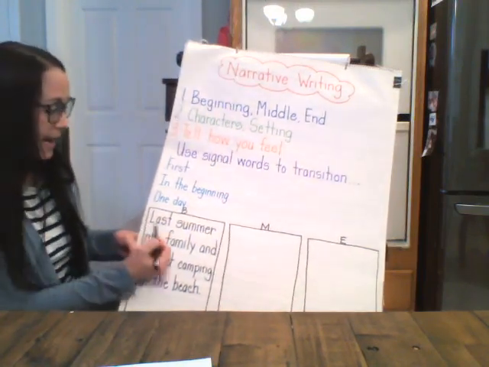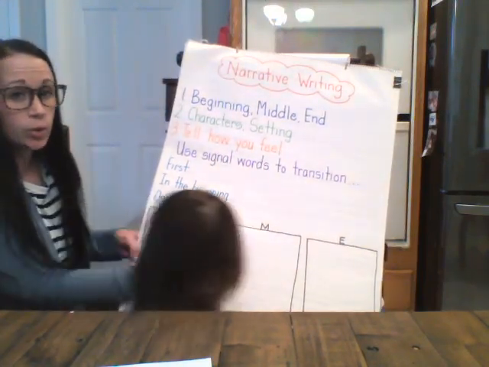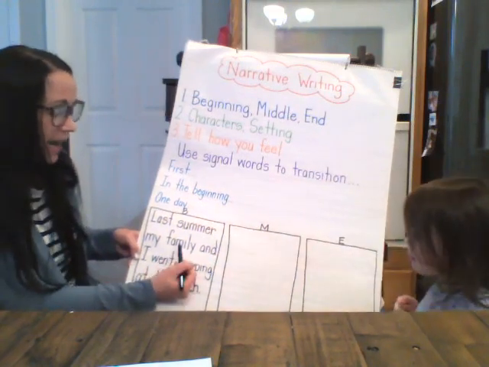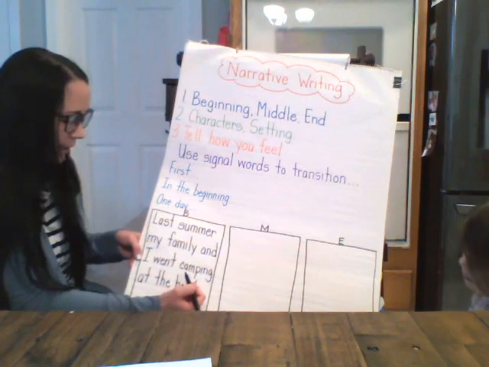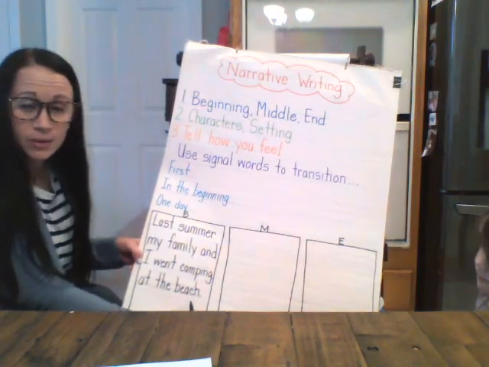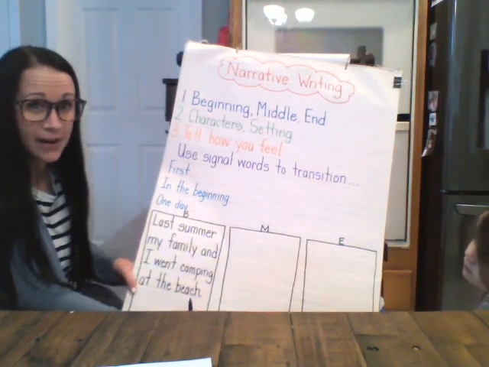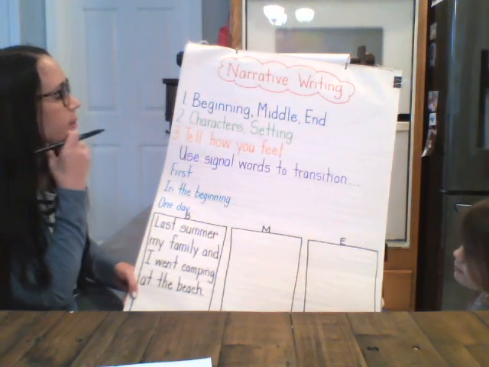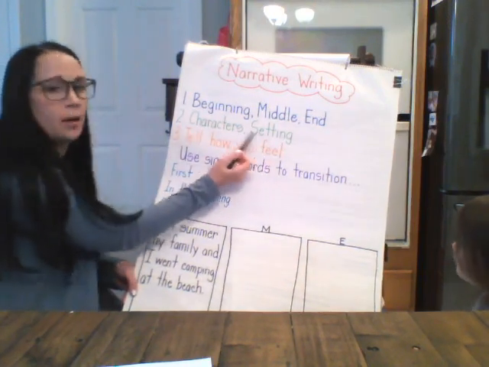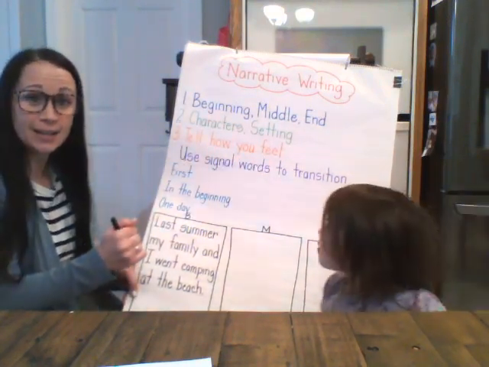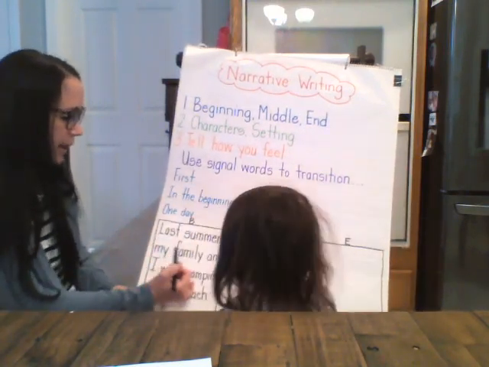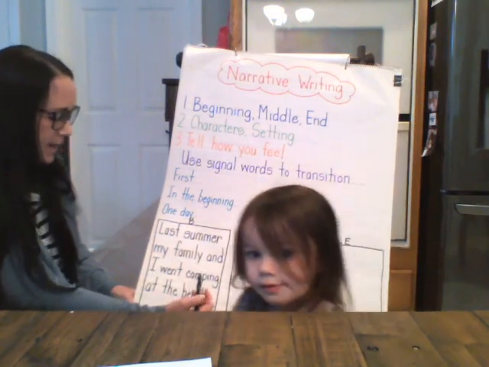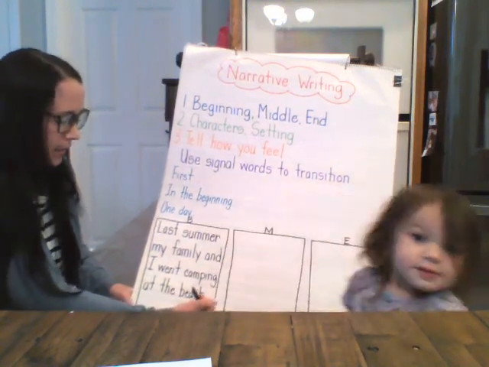Okay, last summer. So I told you when. My family, that's telling you who, right? And I went camping at the beach. That's also telling you where, right? So I was able to get most of this part in my very first sentence. Those are really important details. Last summer, my family and I went camping at the beach.